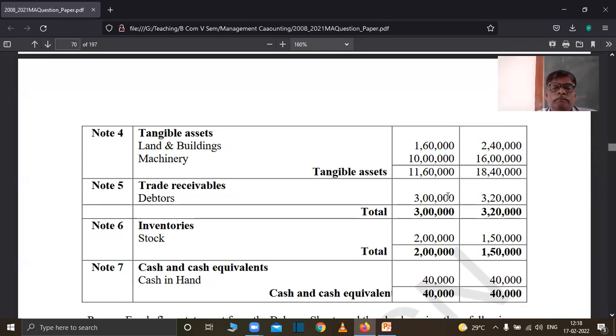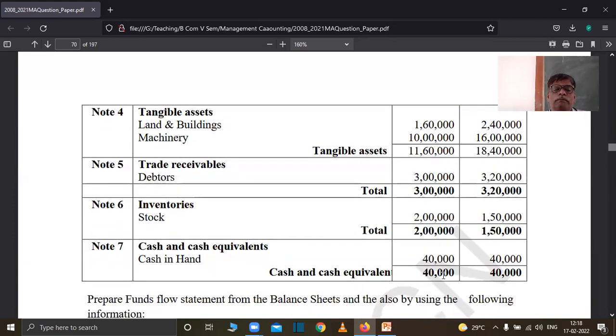Then debtors increase goes to increase column. Stock decrease goes to decrease column. Cash in hand, same amount is there, no increase, no decrease. It will not affect. Okay, these three items go to schedule of changes in working capital.